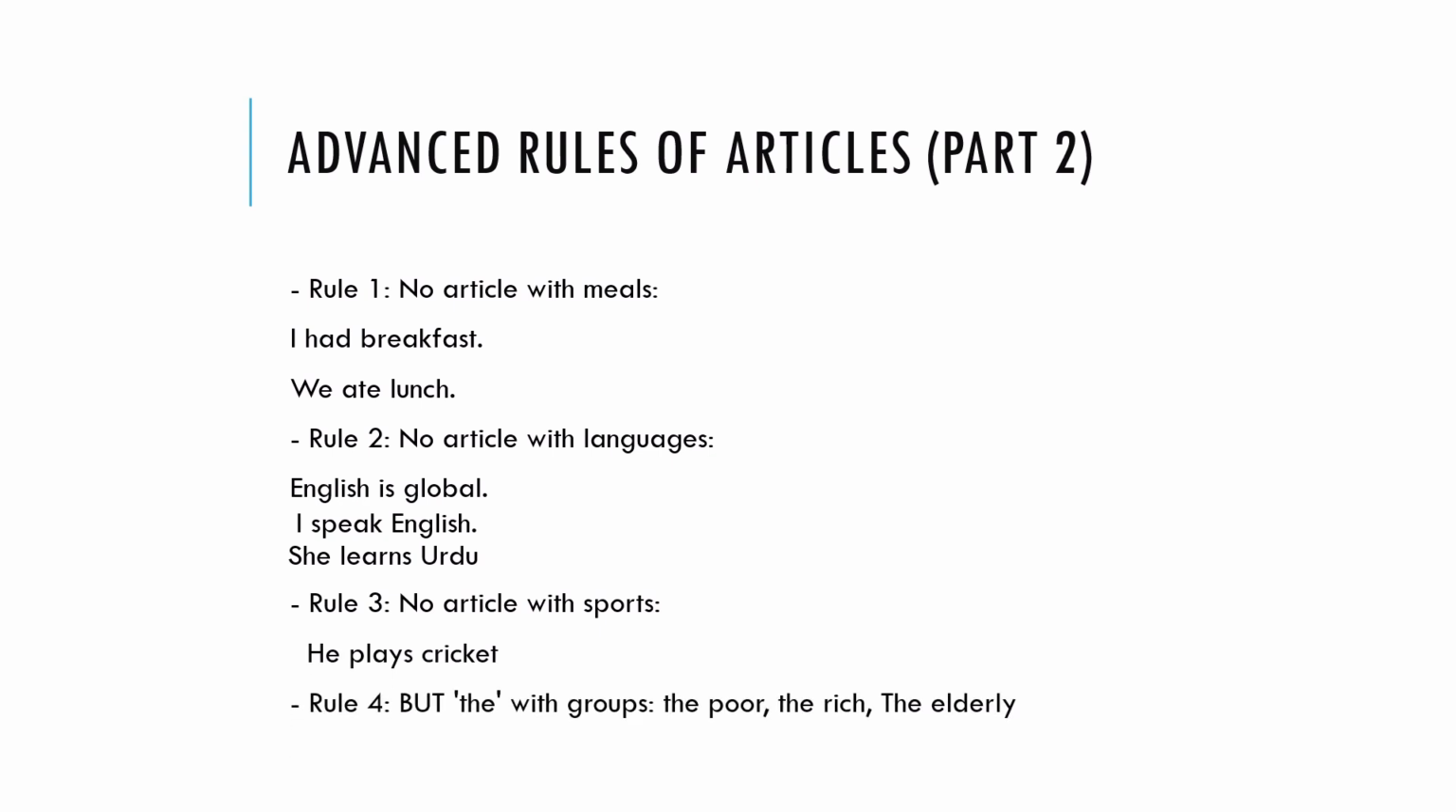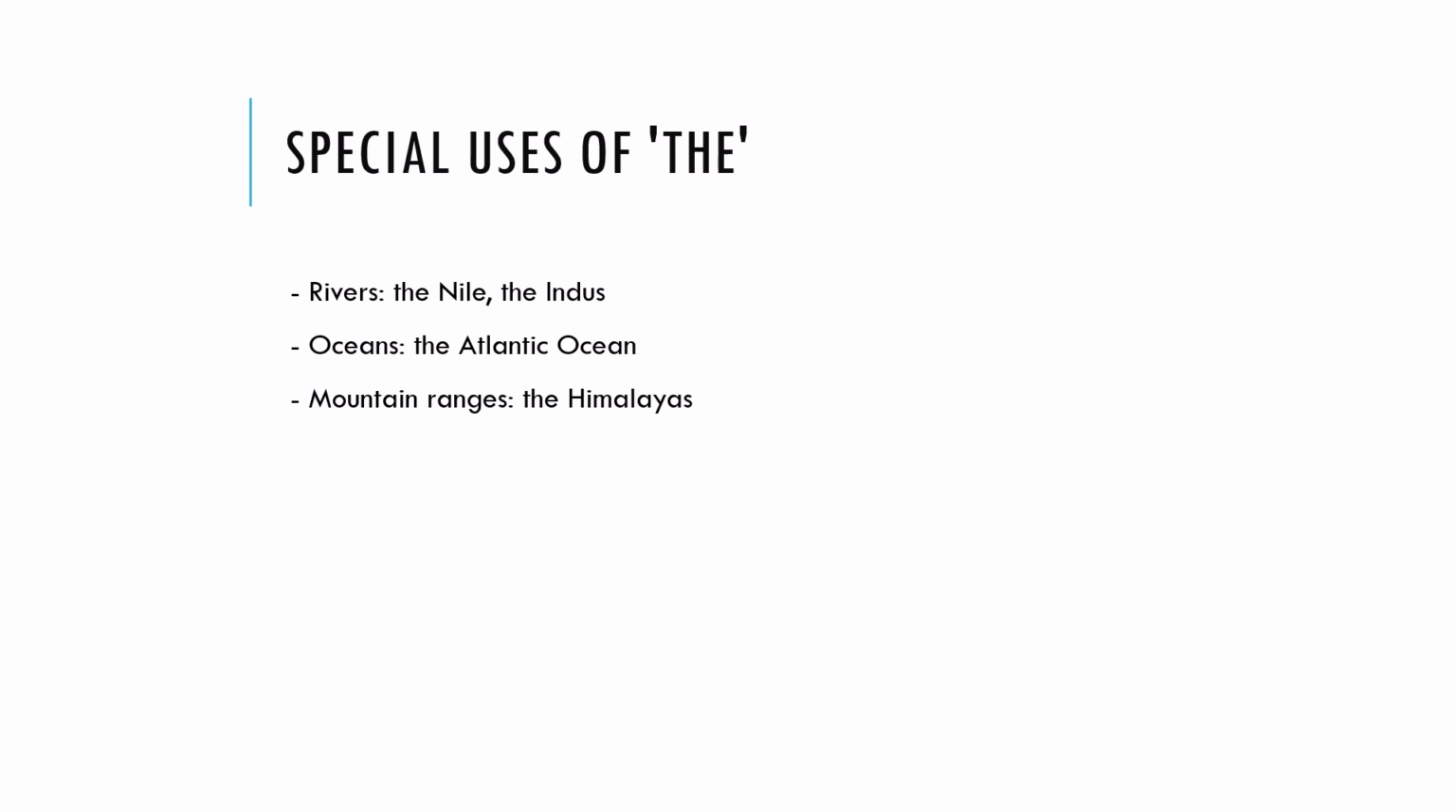Rule number 4, use the with groups of people. For example, the poor, the rich, the elderly. Special uses of the. There are special cases where the is always used, like with rivers, the Nile, the Indus, with oceans, the Atlantic Ocean, with mountain ranges, the Himalayas, with newspapers, the Dawn, the Times. These names are treated as specific entities. So we use here the.